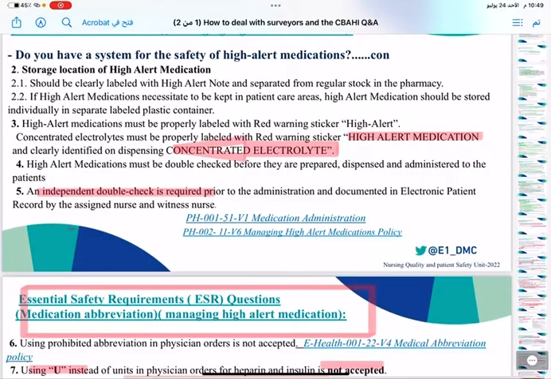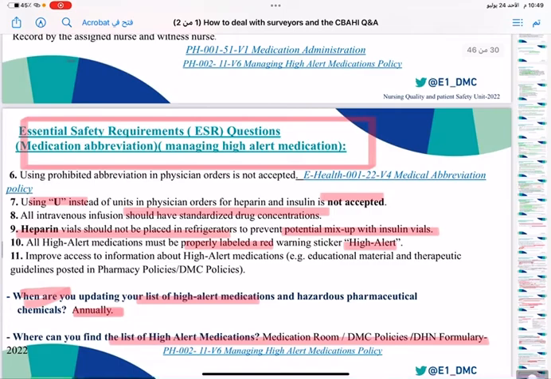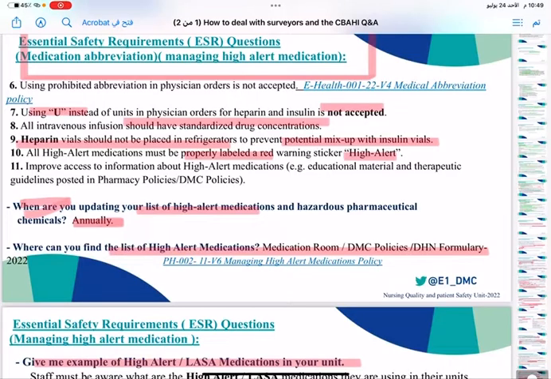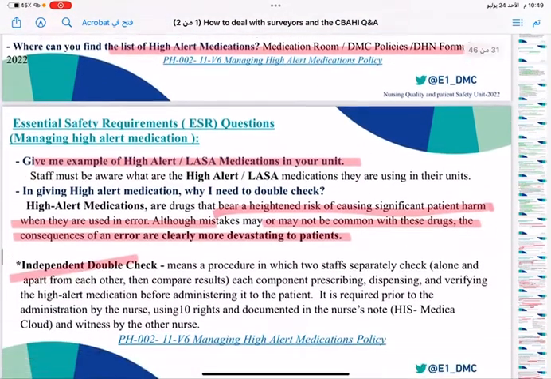When you get a medication, you have to do independent double checking of the calculation, like both nurses calculate separately. The medications have to be separated from each other, and do not use abbreviations like "units" for insulin or heparin. So this is very important.